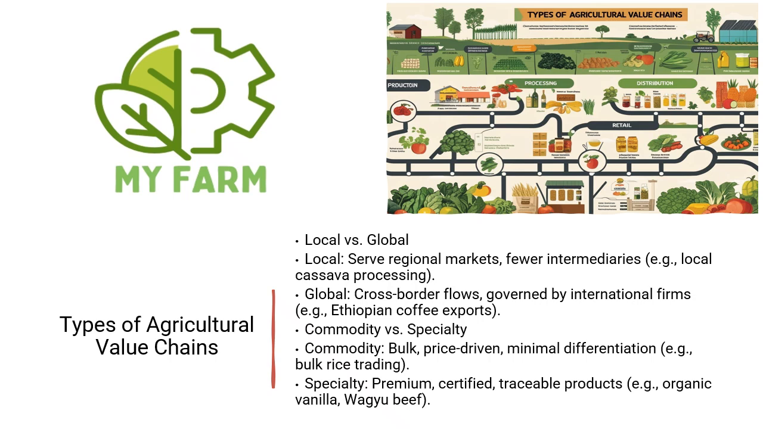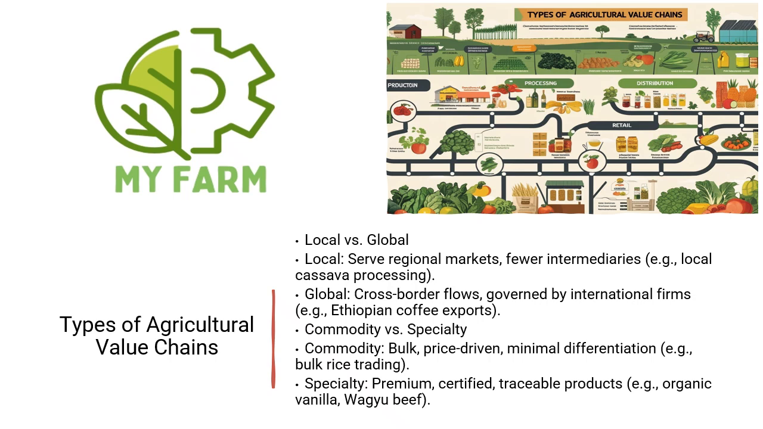Ethiopian coffee exports to Europe and Asia represent global chains with complex coordination across multiple countries, currencies, and regulatory systems. We can also distinguish between commodity and specialty chains. Commodity chains handle bulk products that are price-driven with minimal differentiation. Bulk rice trading operates this way, with products competing primarily on price and basic quality parameters.